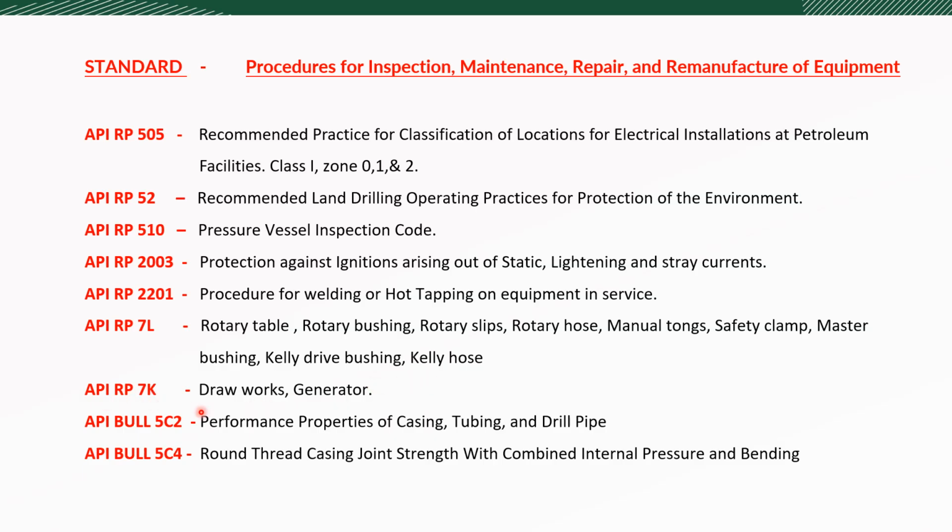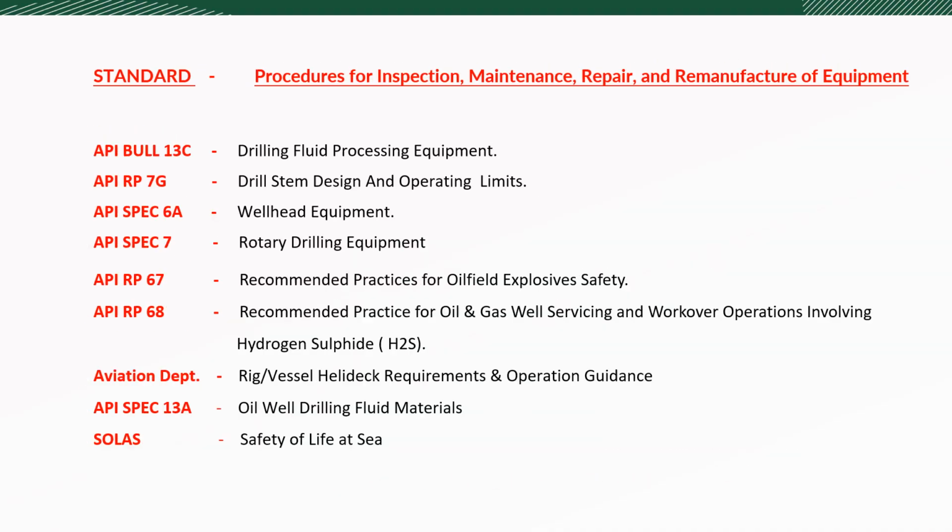API RP 7K will give the standards for maintenance, inspection, and repair for the drawworks, generator. API Bull 5C2, performance properties of casing, tubing, and drill pipe. API Bull 5C4, round thread casing joint strength with combined internal pressure and bending. API Bull 13C, drilling fluid processing equipment. API RP 7G, drill stem design and operating limits. API Spec 6A, wellhead equipment.